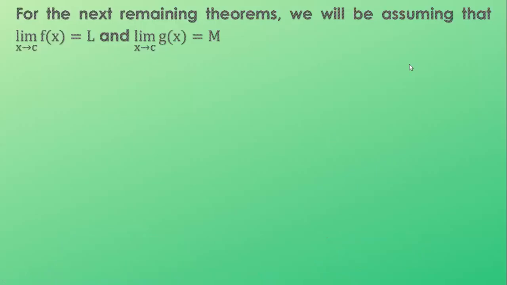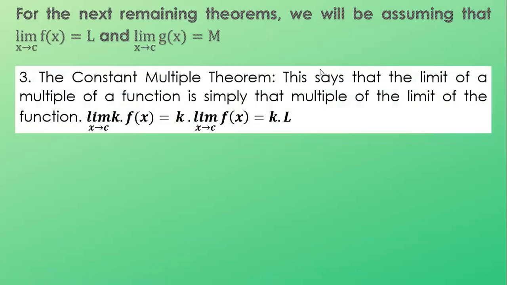So, for the next remaining theorems, we'll be assuming that limit of f of x as x approaches c is equal to L, and on the other hand, another function g of x as x approaches c, the limit is equal to m. So what does the constant multiple theorem says? So this says that the limit of a multiple of a function is simply that multiple of the limit of the function. Okay? So if i-factor out lang natin si k, and then we will just be evaluating the limit of the function.